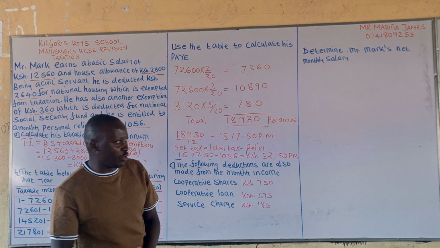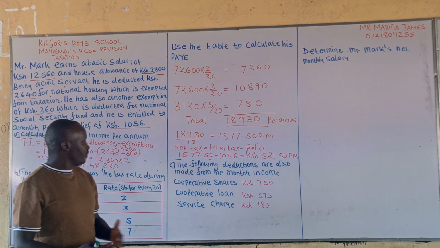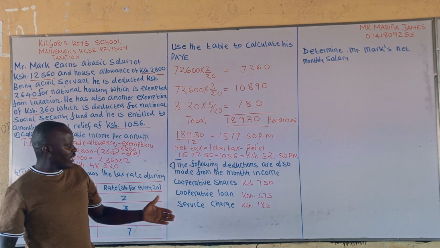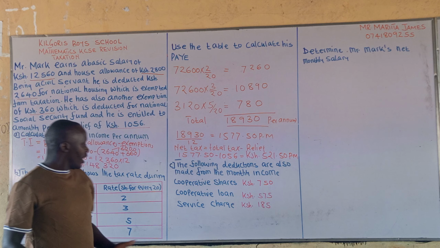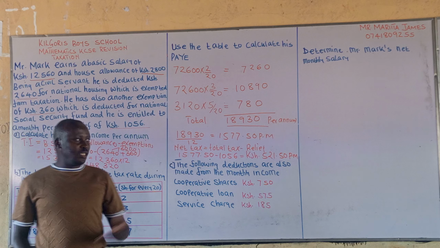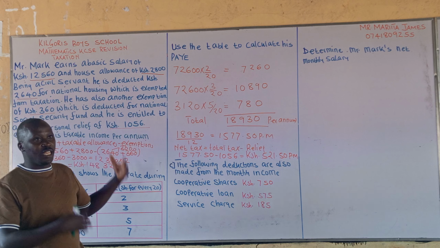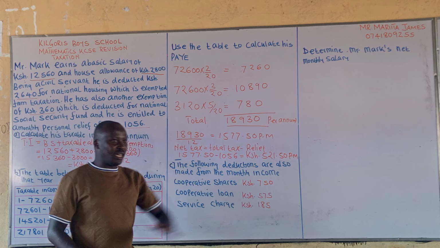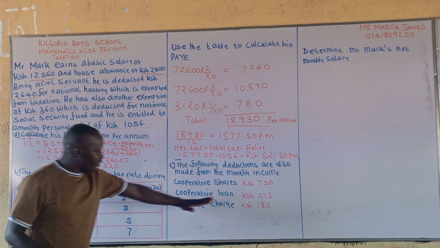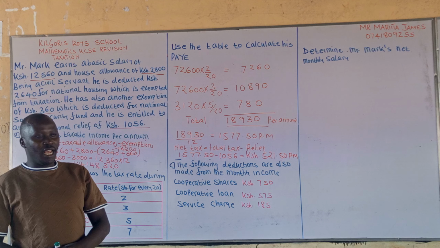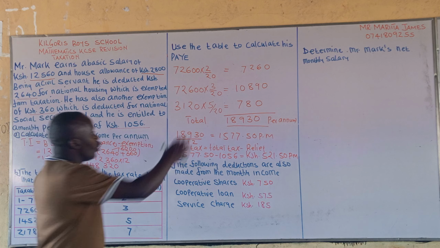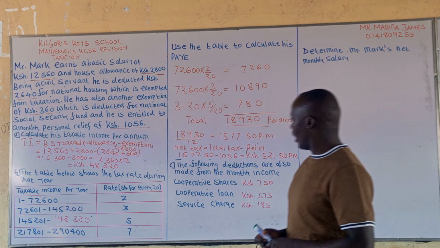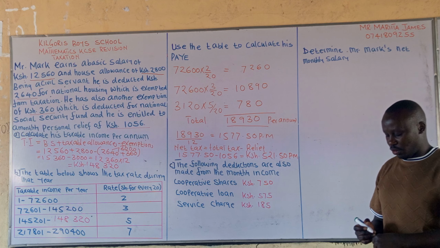We have other deductions. Now we have a cooperative share of Kenya shillings 750. Then we have a cooperative loan. Mr. Mark has a loan, and therefore he has a cooperative loan which is deducted monthly of Kenya shillings 575. Then we have a service charge of Kenya shillings 185. So to get Mr. Mark's net monthly salary, we need to have the total deduction.